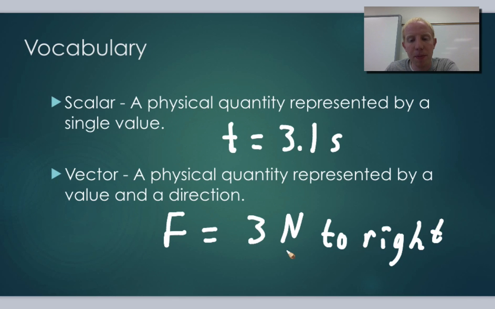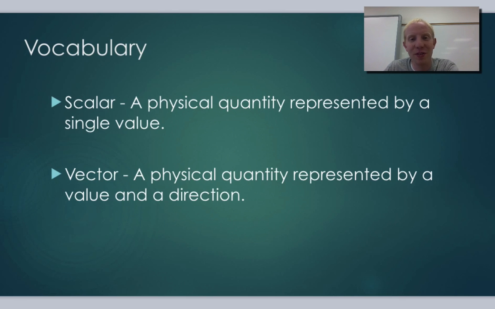Now we specify a value: the value is 3. We specify a unit: the unit is N, or newtons. And then we give a direction, to the right. We'll see there are many ways we can express that, but this is a vector. It's just like a scalar, but now we have a direction associated with it. So value, unit, direction. That's a vector.